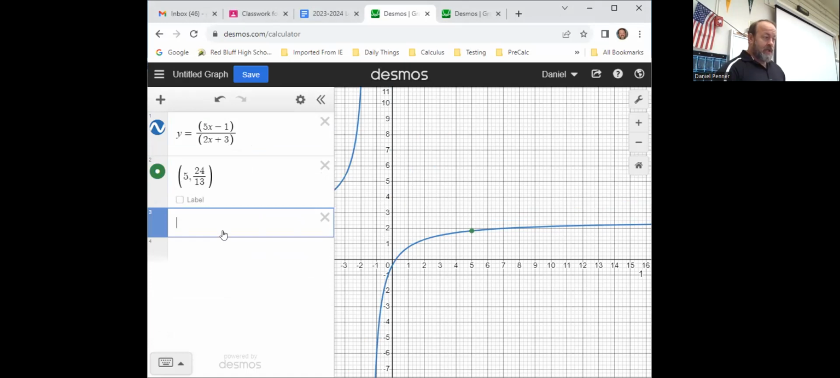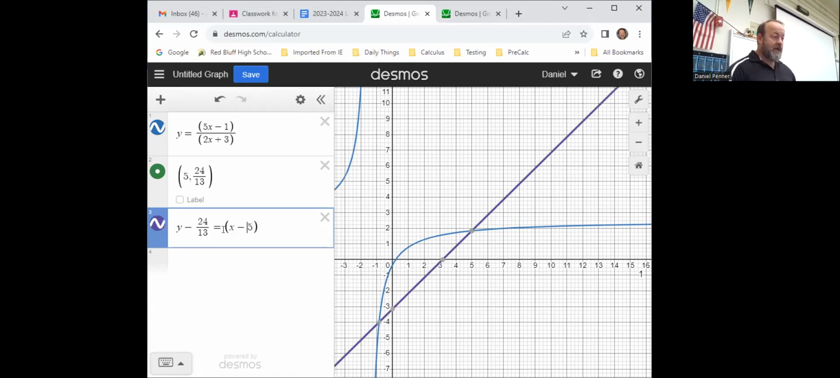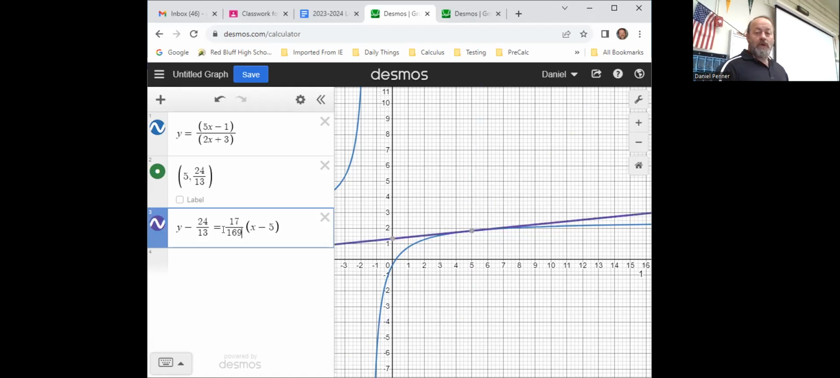And according to this, if I do y minus the y value, which is 24/13, equals, let's see, x minus the x value, which of course was 5. And then I institute that slope that we just got from our instantaneous rate of change equation, 17 over 169. What you find out is, in fact, that did hit that graph absolutely spot on perfectly.